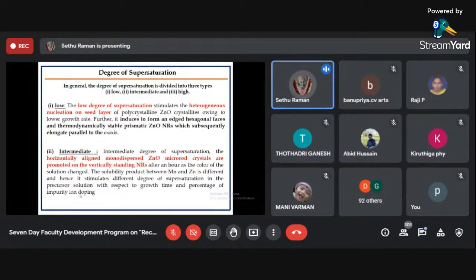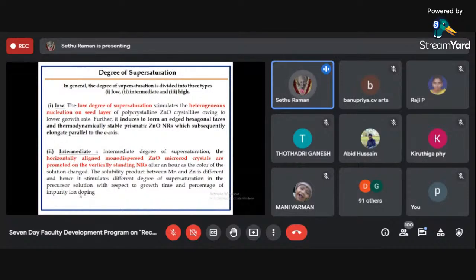It induces the formation of edged hexagonal faces and thermodynamically stable prismatic zinc oxide nanorods, which are subsequently elongated parallel to the C-axis. But when the supersaturation is intermediate, horizontally aligned monodispersed ZnO microrod crystals are promoted on the vertically standing nanorods. We also changed the growth time from 1 hour, 1.5 hour, 2 hour, and 3 hour. But after 1 hour, what happened?